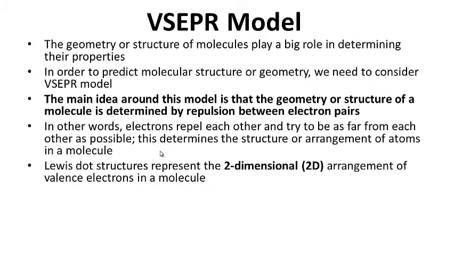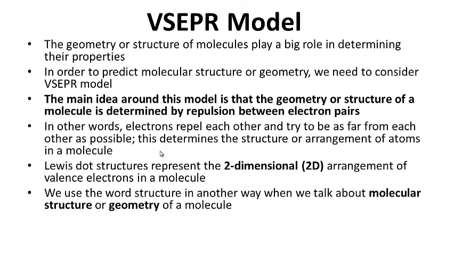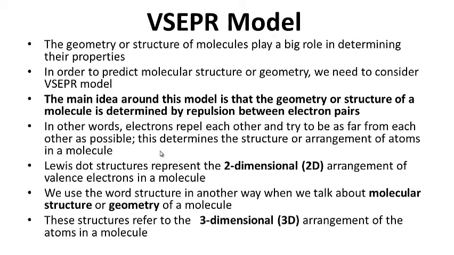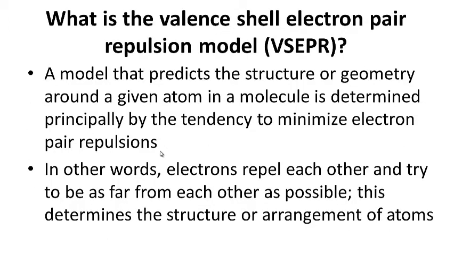Lewis dot structures represent the two-dimensional arrangement of valence electrons in a molecule. We use the word structure, though, in another way when we talk about molecular structure or geometry of a molecule. Okay, these structures refer to the three-dimensional arrangement of the atoms in a molecule. Okay, so for your notes, question on the left-hand side, answer on the right-hand side. Go ahead and pause this while you write. I'm going to move on.